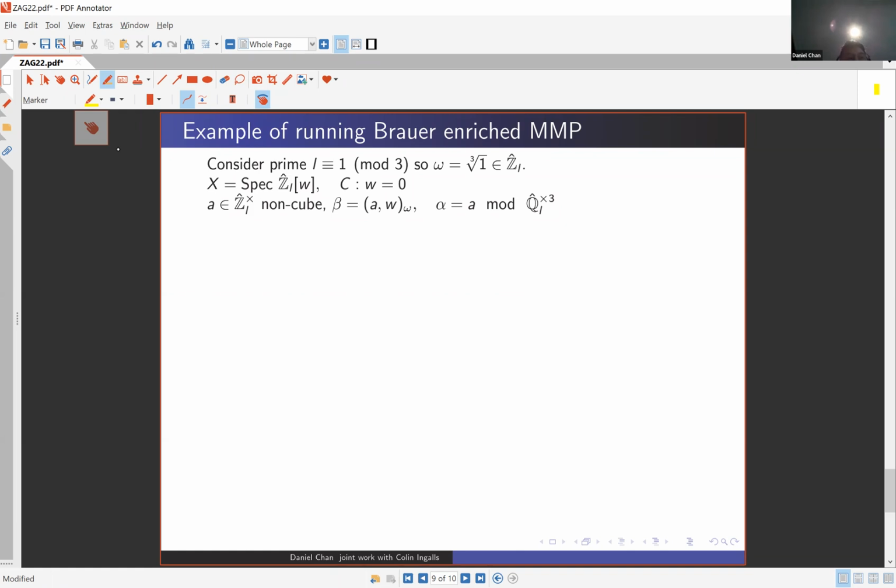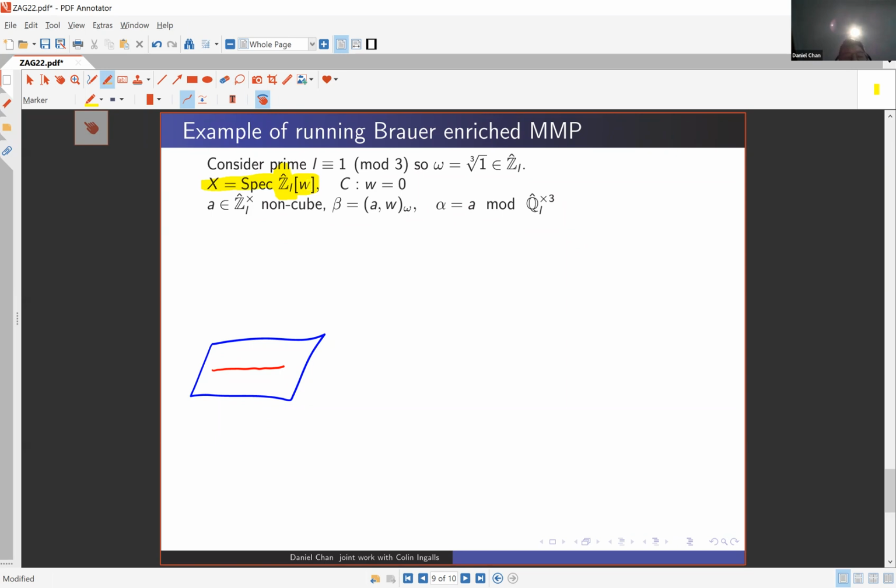Okay, so we're going to look at a situation similar to the one I had before. It'll be something where you have a surface, and it's going to be ramified on a single curve, multiplicity 1. It's the kind of example that I gave before. So you have Z hat L, and you join W, and you look at the spectrum of that.